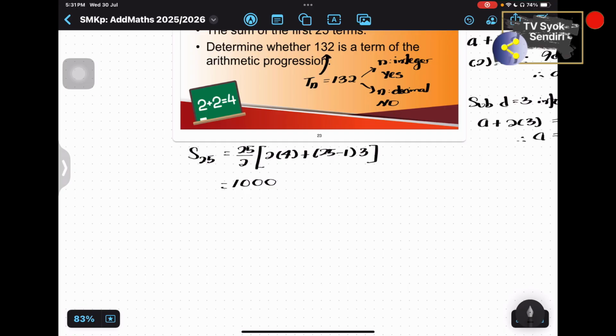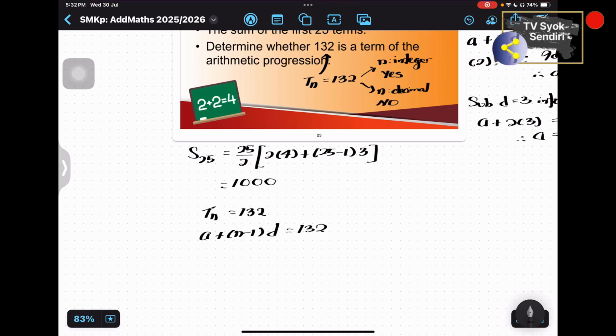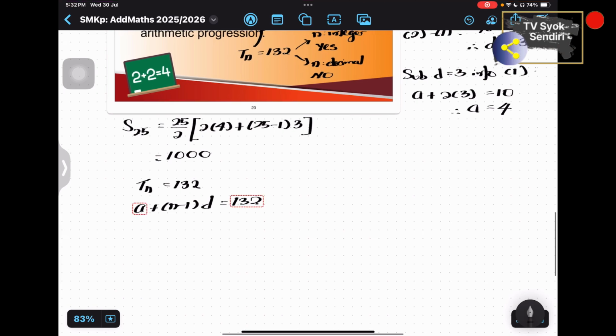Okay, very easy. I'm already telling you Tn equal to 132. So I'm going to go forward from here. Tn equal to 132, so it's going to be A plus (n minus 1)d equal to 132. Substitute your A and your D. My D is 3, my A is 4. So it's going to be 4 plus (n minus 1) multiplied by 3 equal to 132. Okay, so I'm going to have 4 plus 3n minus 3 equal to 132.